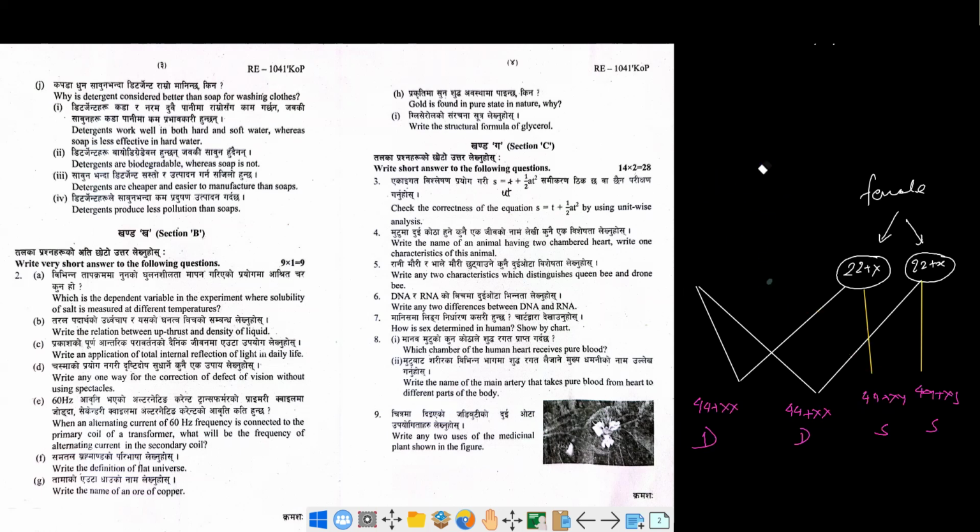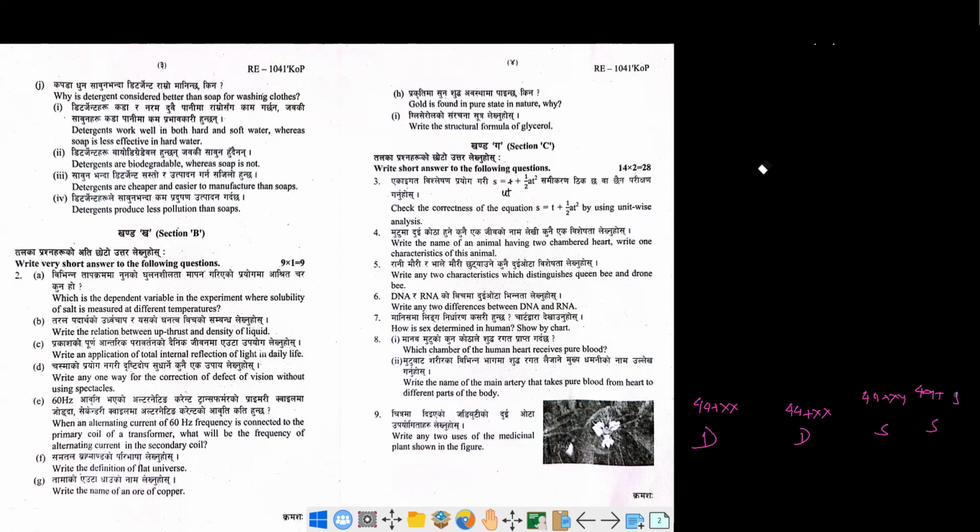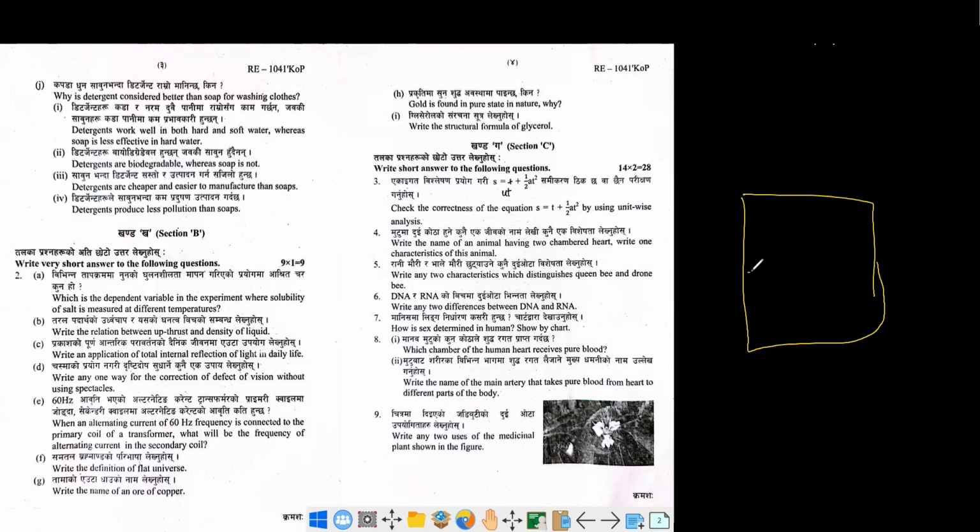Move to which chamber of the heart receives the pure blood? Okay, there are two chambers that receive impure blood, that is deoxygenated blood, and two will receive oxygenated. Okay, so let me just draw a rough sketch of four chamber. Suppose this is your heart. I just draw a block diagram. This is a right atrium, left atrium, right ventricle, left ventricle.